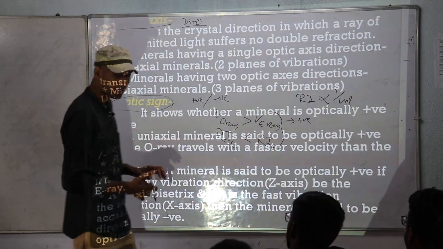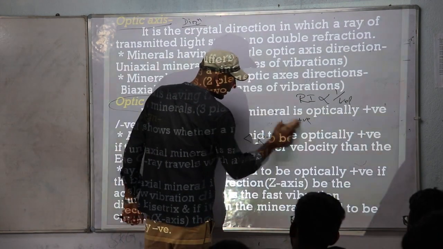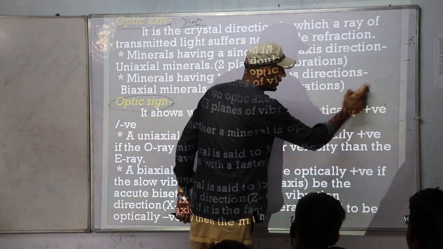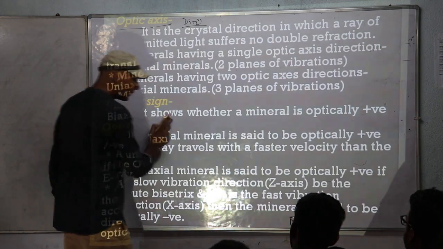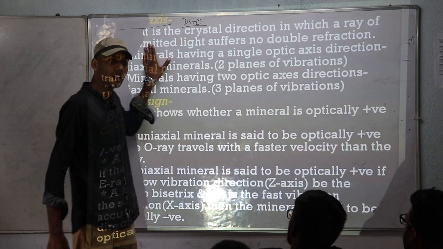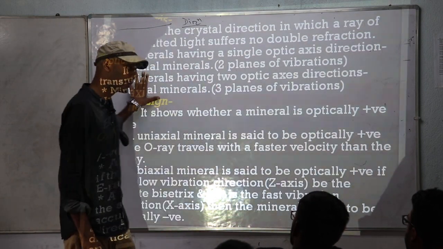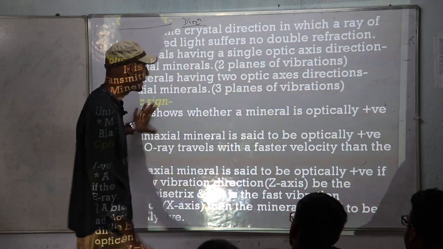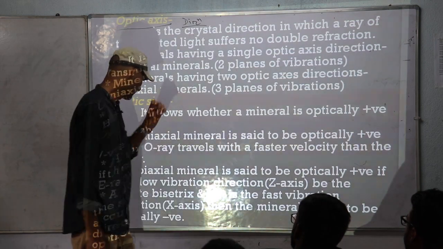Talking about biaxial minerals, I have told you there is no ordinary and extraordinary ray in case of biaxial minerals. I am using the terms uniaxial and biaxial repeatedly. So what is uniaxial and biaxial? Let me tell you. For uniaxial there is a single optic axis direction. For biaxial there are two optic axis directions. Okay, that means in two directions there is no double refraction in case of biaxial. For uniaxial there is a single direction along which there is no double refraction.